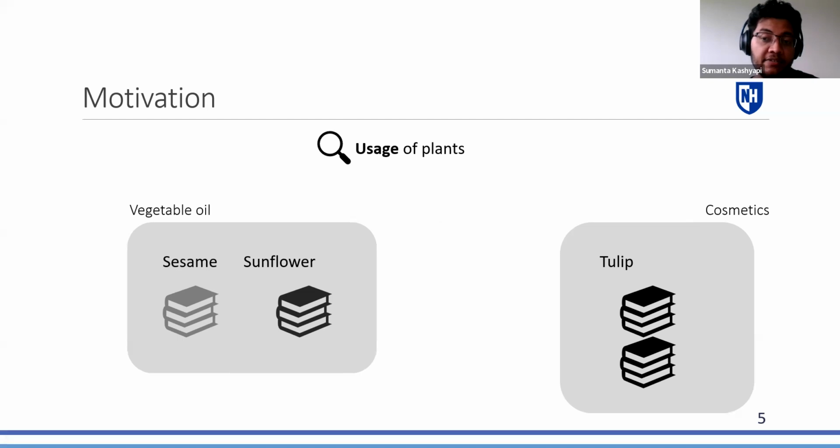But this is not the case for a different query. In this case, usage of plants. Now, sesame and sunflower should share the same cluster because both of them are cultivated for vegetable oil, whereas tulip is used for cosmetic purposes. So we can see through this example that the query plays an important role in generating subtopic clusters, especially for broad queries. In this work, we focus on this particular scenario.